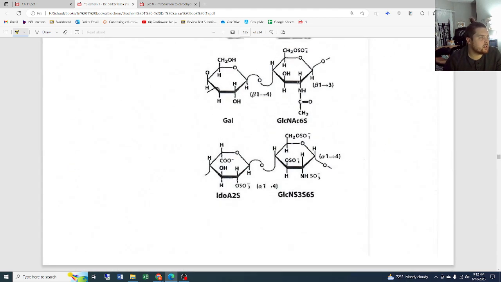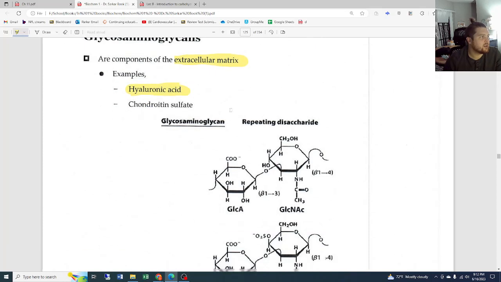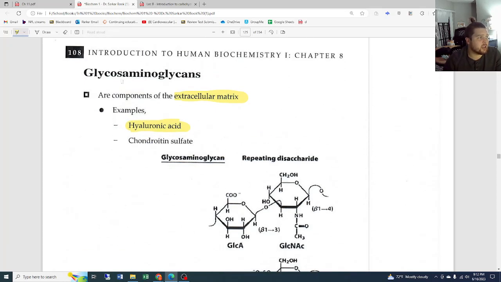So again, with this, just focus on the definitions: a glycosaminoglycan is a component of the extracellular matrix. The function of that is connecting tissue. Hyaluronic acid is one of those big connecting tissues. Chondro, this base chondro means cartilage. So this is going to have to do with cartilage.